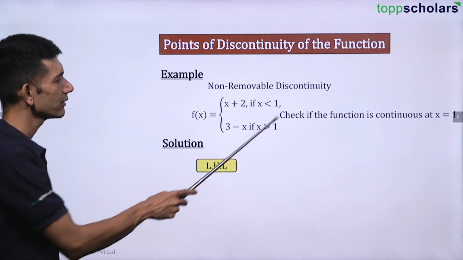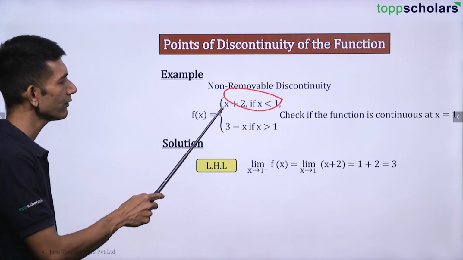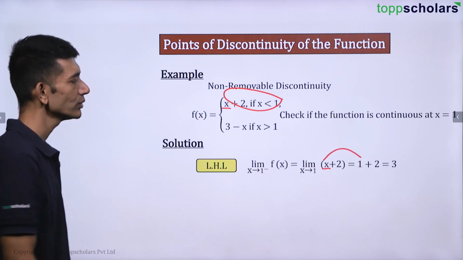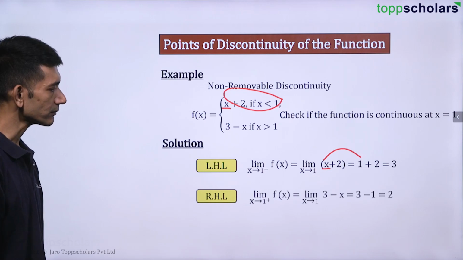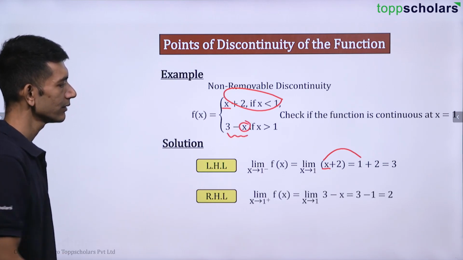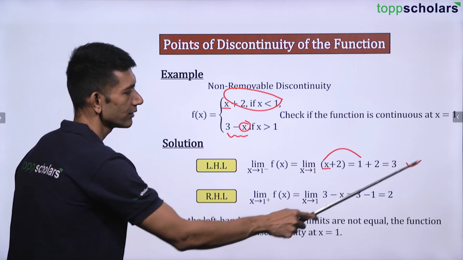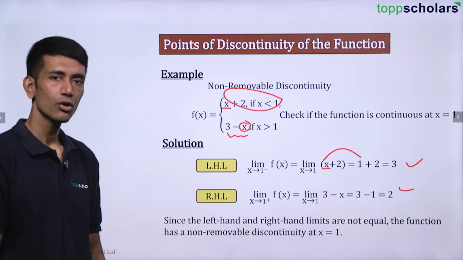So the left hand limit, this is your left hand limit, correct? You put the value of x as 1. Here you will put 1. So 1 plus 2 is 3. When you talk about the right hand limit, here it is. You put the value of x as 1. That becomes 3 minus 1. That gives you 2. Now this is 3. This is 2. The right hand limit and the left hand limit, both of them are not equal.